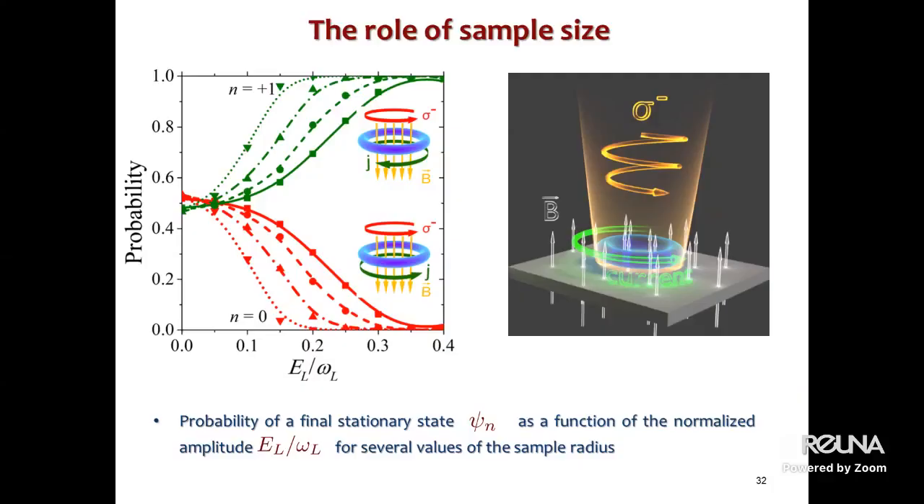And from this figure, one can conclude that reducing the size of the system strongly promotes the controlled switching. For example, this one was obtained for radius 4.5 in units of coherence length, and this one was obtained for 9 in units of coherence length. So basically, decreasing the size increases the switching ability of the system.